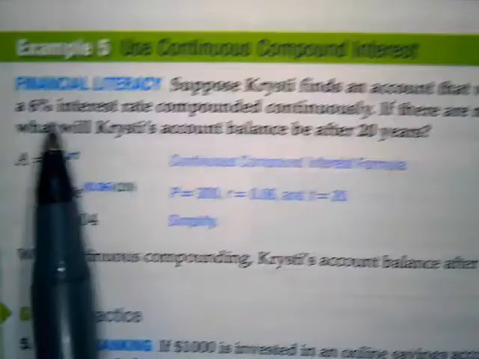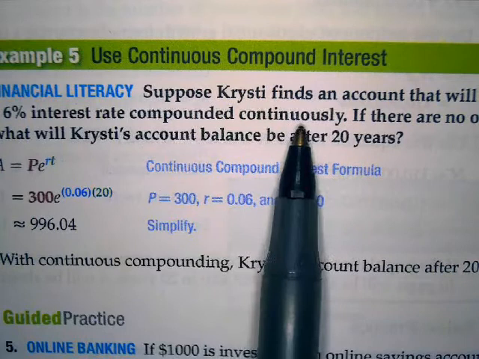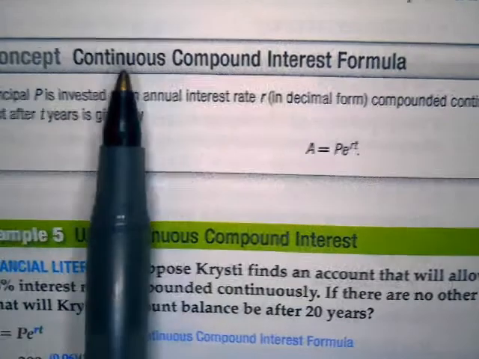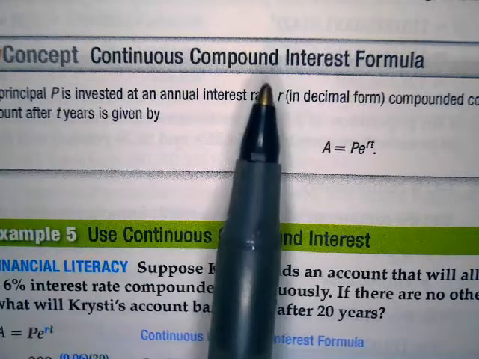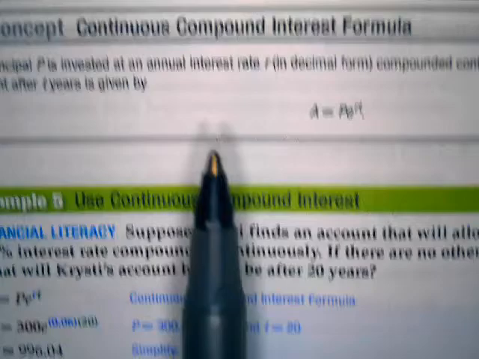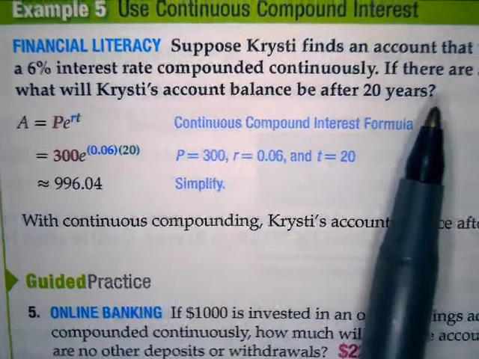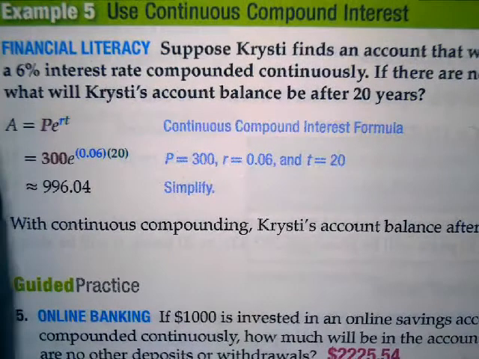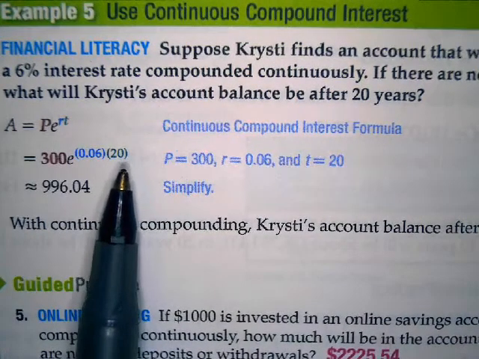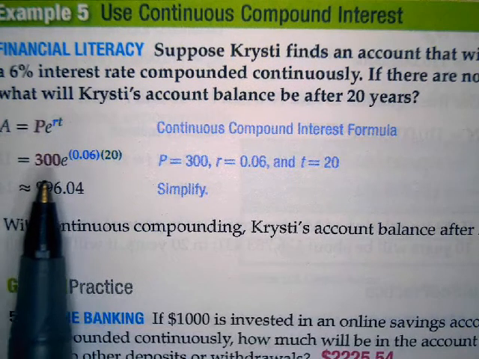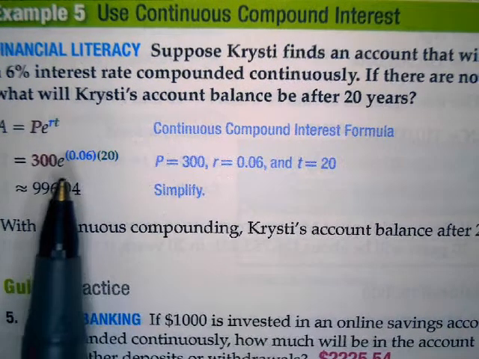And then T is time. Well, they put 20, I bet you it says 20 years. 6% compounded continuously. Compounded continuously tells you to use this formula, right? Continuous compound. That's how you know you use this one. If there are no other deposits or withdrawals, what will be Christy's account after 20 years? See, that's your time, and that's why it's a 20. But this one's straightforward. You put everything in the calculator.